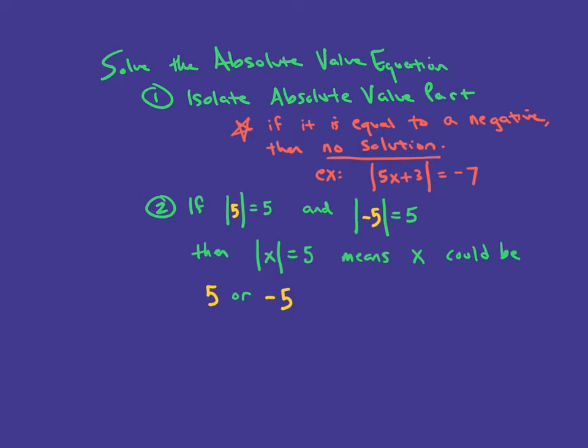One of the main concepts behind everything that we're going to do with the absolute value equations has to do with this point here. The absolute value of 5 equals 5, and the absolute value of negative 5 also equals 5. Then if you're given something like the absolute value of x is equal to 5, that means x could be either 5 or negative 5. Either that or that.